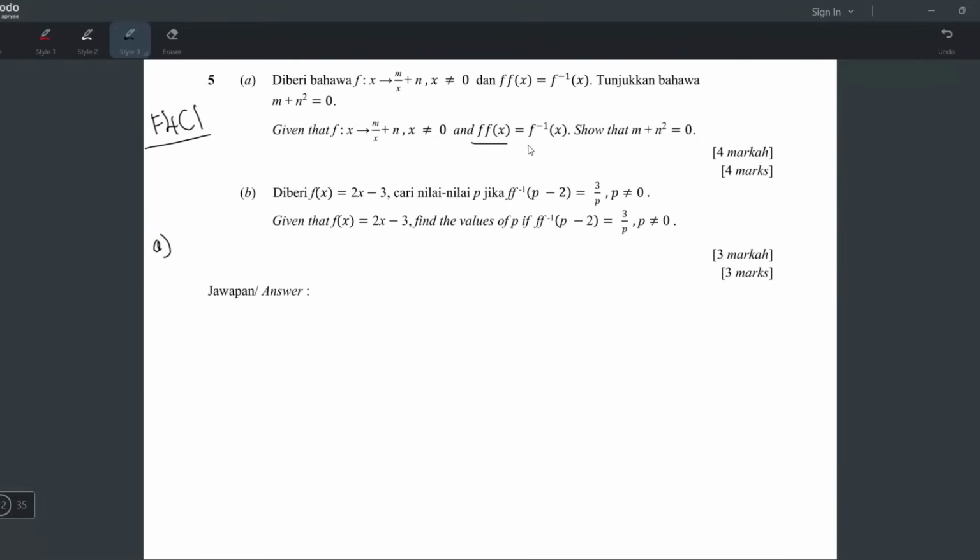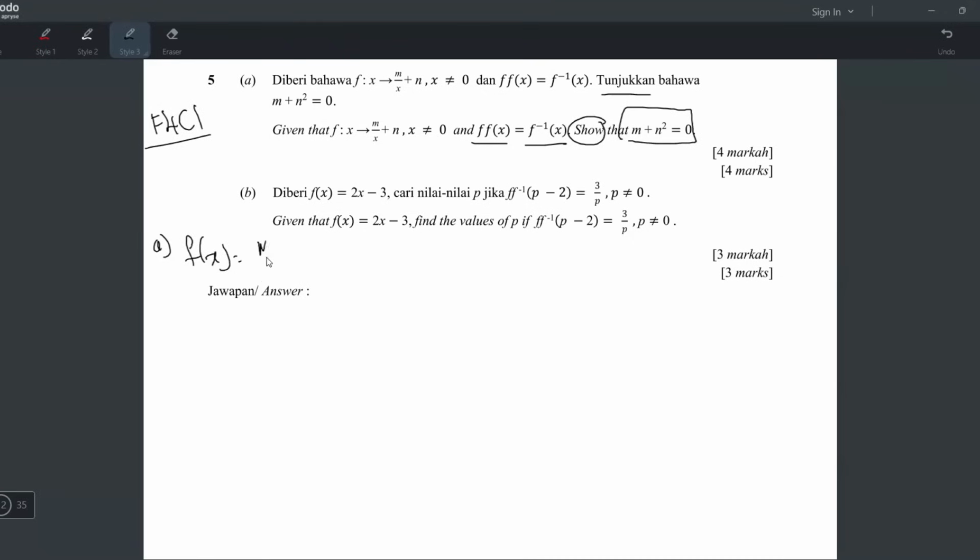And then f(x) equals f inverse x. Show that m plus n square equals 0. Oh, so it's a show question. For questions with the word show, usually they will give you the answer. They will give you the answer, and you have to pretend you don't see it, and do it yourself using the information they give. Then try your best to make your final answer look like this. Because for show questions they will give you the answer, and you have to show the working. So this is your answer. Okay, let's write down the information first.